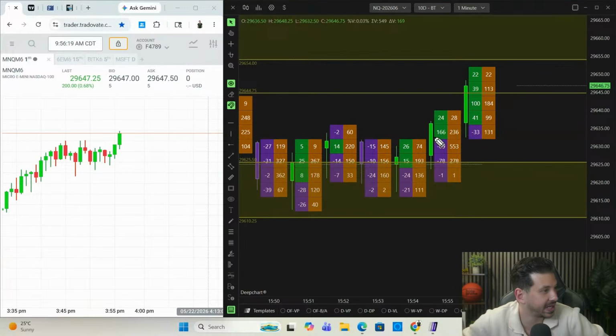Finally, we got a breakout. That bit of bias came in. Let's see if they prop it up.